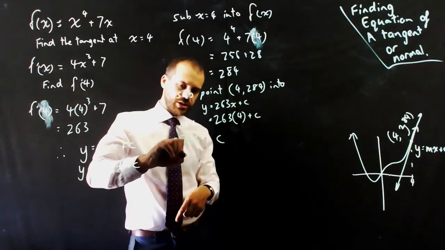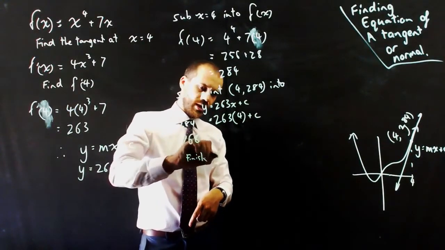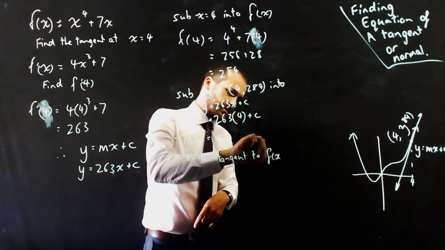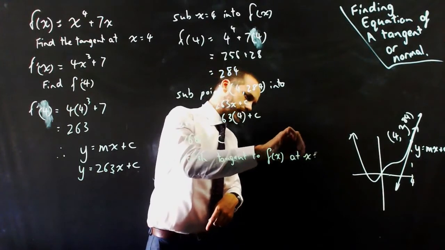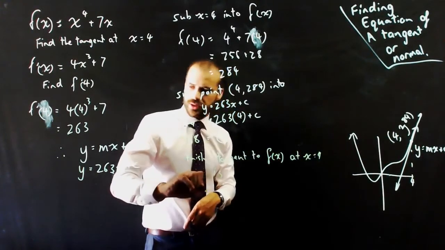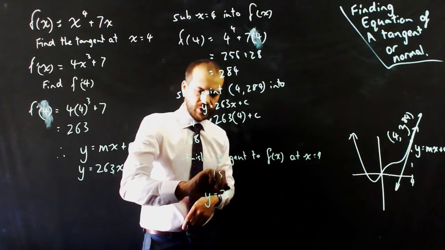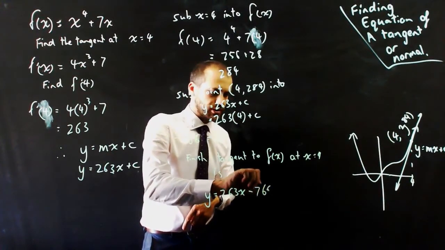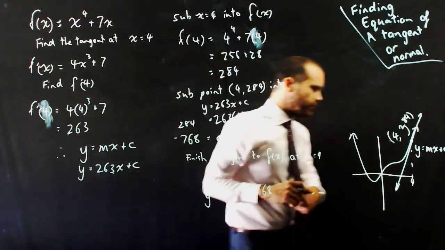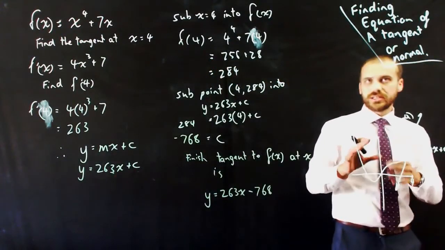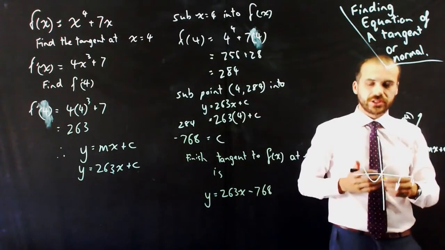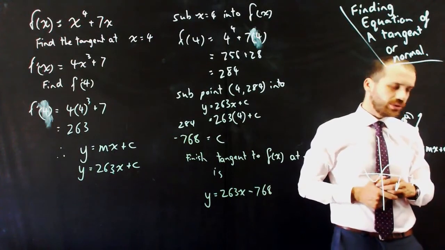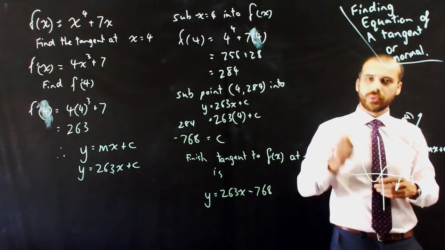Okay, that's really the end of it. I just need to finish the tangent to f of x at x equals 4 is y equals 263x minus 768. Alright, that's finding the equation of a tangent. What if you wanted to find the equation of a normal? Might pick that up in the next one.